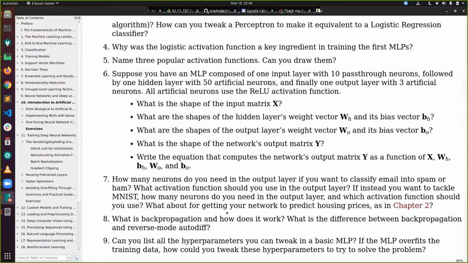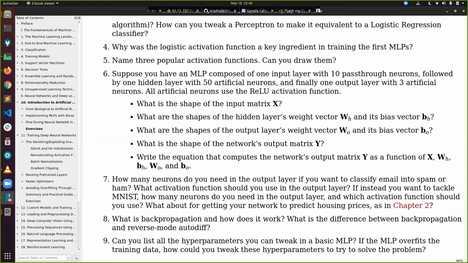To classify email into spam or ham, you need just 1 neuron in the output layer. Typically use a logistic function. If instead you need 10 neurons in the output layer with the softmax function. If you want a neural network to predict housing prices, you need 1 output neuron with no activation function at all. I think it's the same, right? Okay, we can move to the next question.